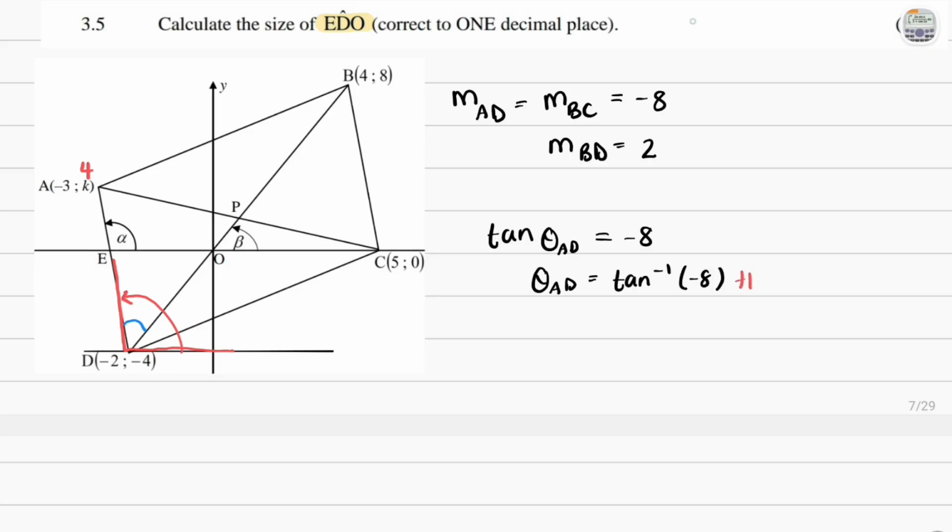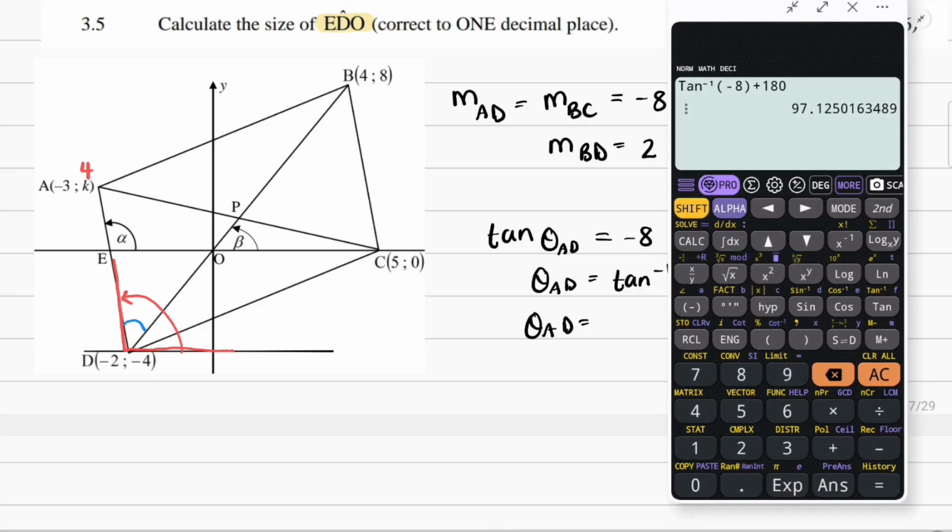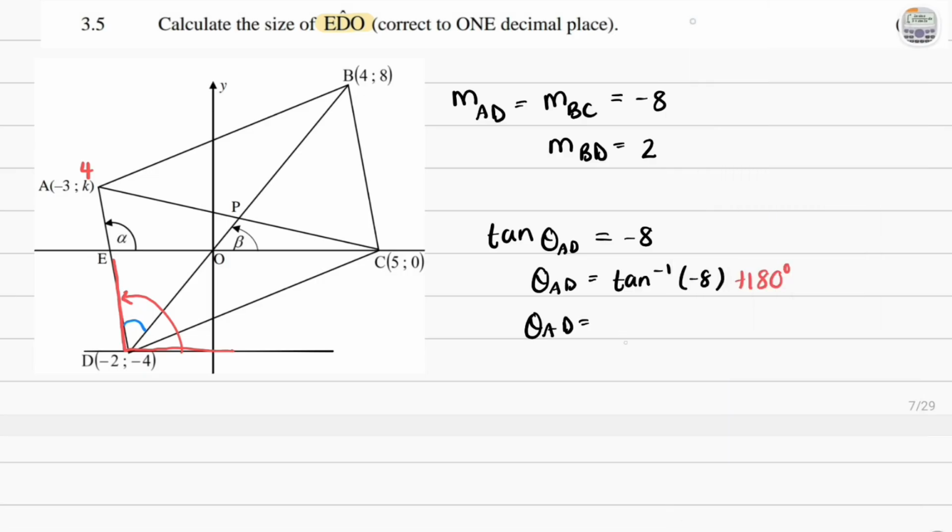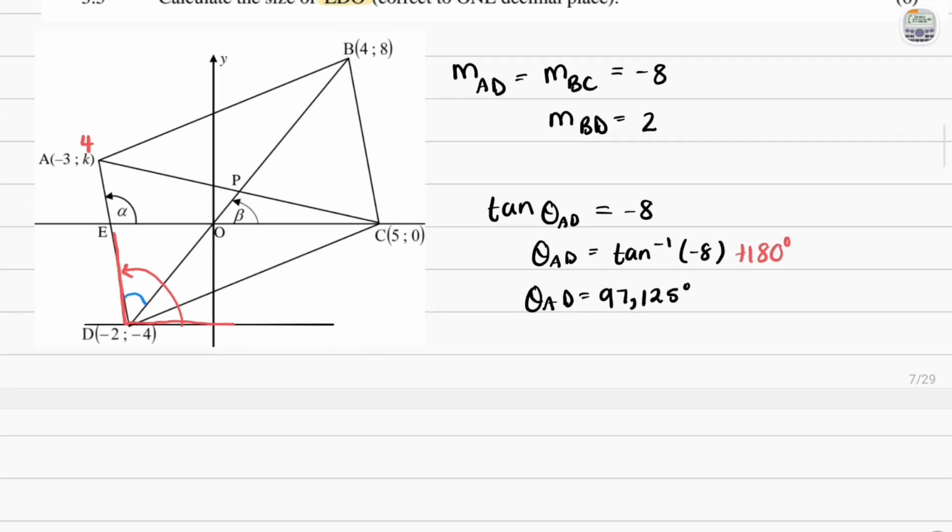So plus 180 degrees, and then theta of AD is equal to, and let's just see what that is. It's 97.125. So we can leave it as 97.125 degrees. And then find the angle of inclination of BD.